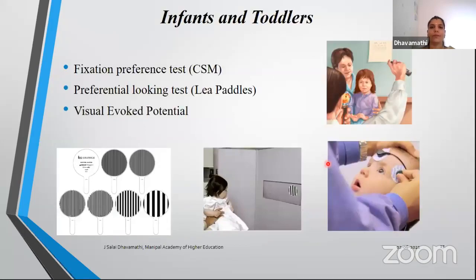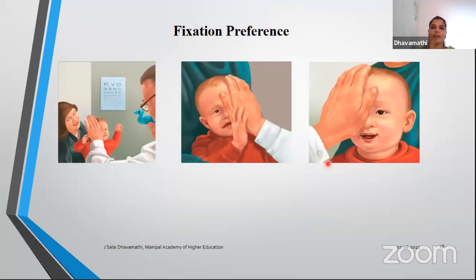Next, moving on to infants and toddlers. Mostly the tests are the same. In infants, you can do the central steady maintain test, preferential looking test, and the visually evoked potential. In the fixation preference test, you show a target, occlude one eye, and see which eye the child prefers to see the object with. Sometimes the child resists occlusion of either eye, so you can note which eye the child resists, or whether the child doesn't resist any occlusion.